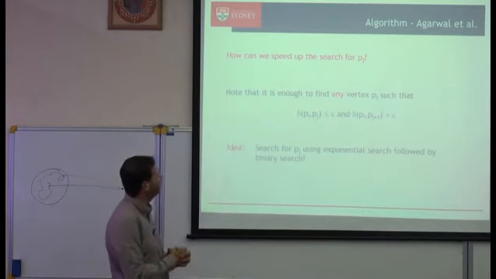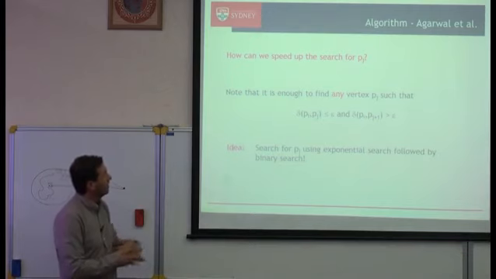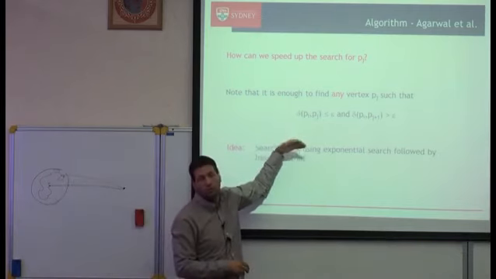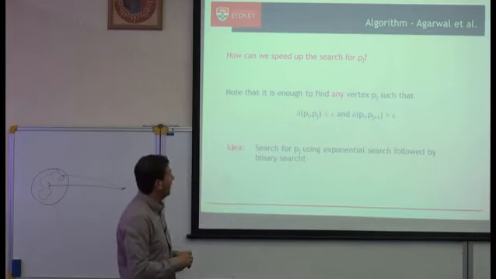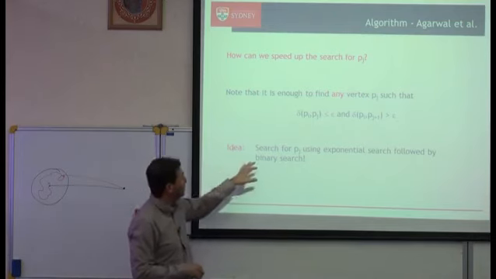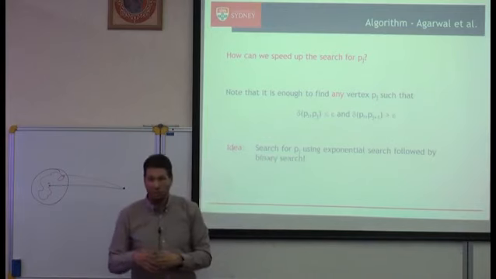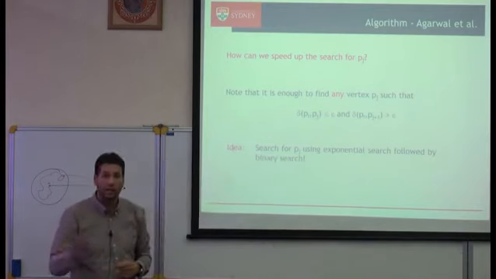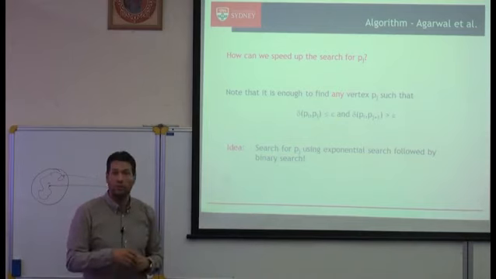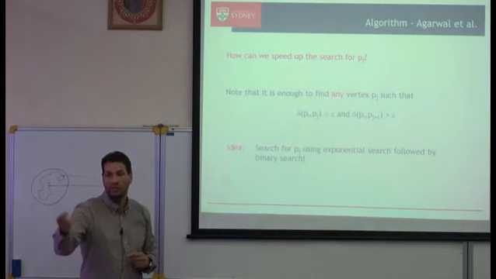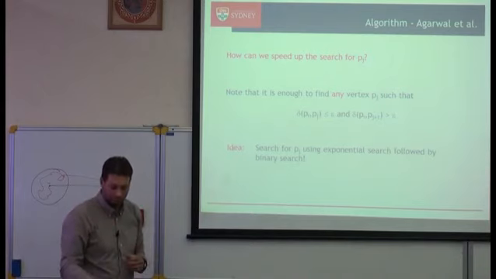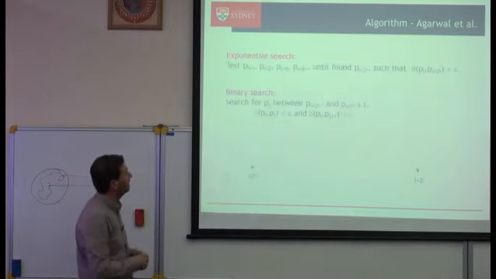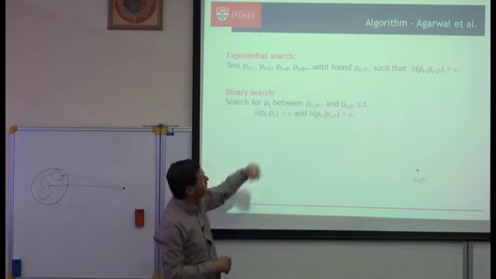So how can we speed up the search for pj? Again, we don't need to find the first one. We just want to find any. Okay. So the idea here is that we search for pj using first exponential search, and then binary search. So we look at the first one, then the second one, then the fourth one, eighth one, 16th, and so on. And when I think I've searched enough, I will do binary search in that interval. So how will that look? Okay, so I do my exponential search.